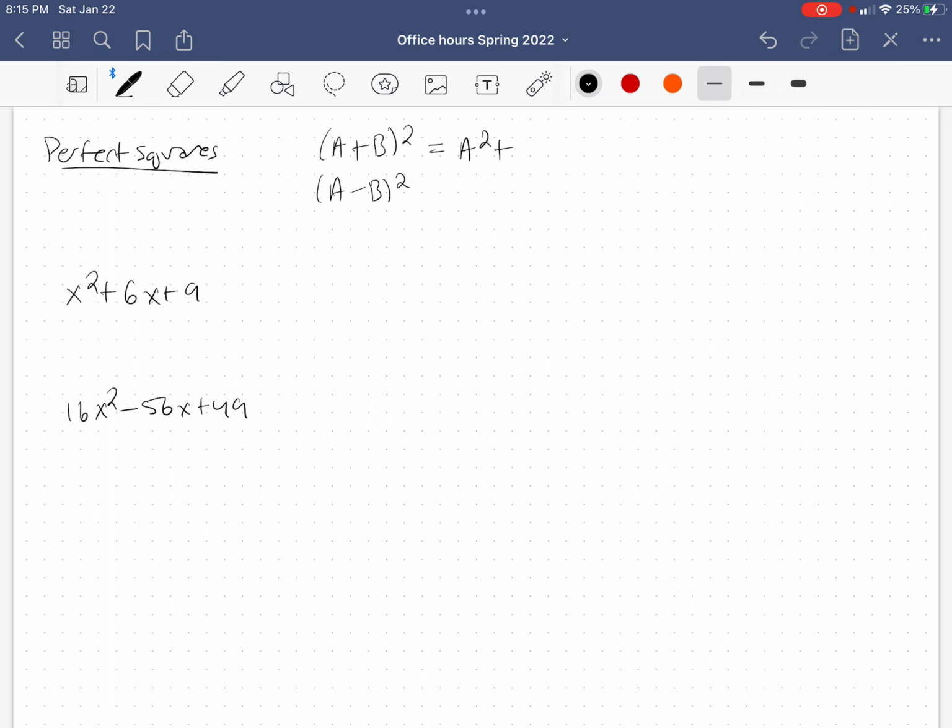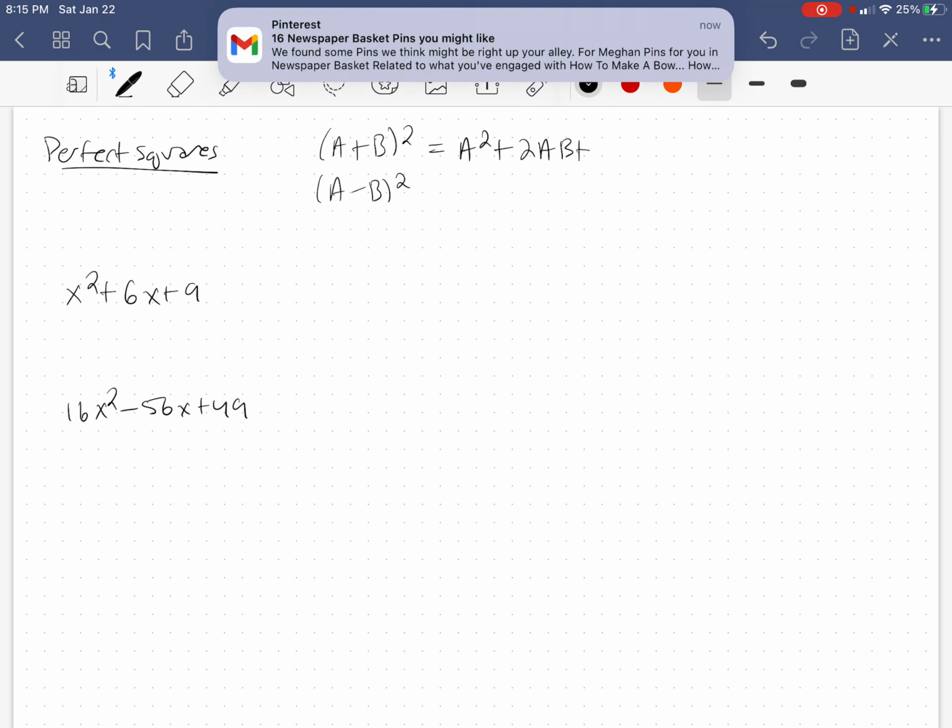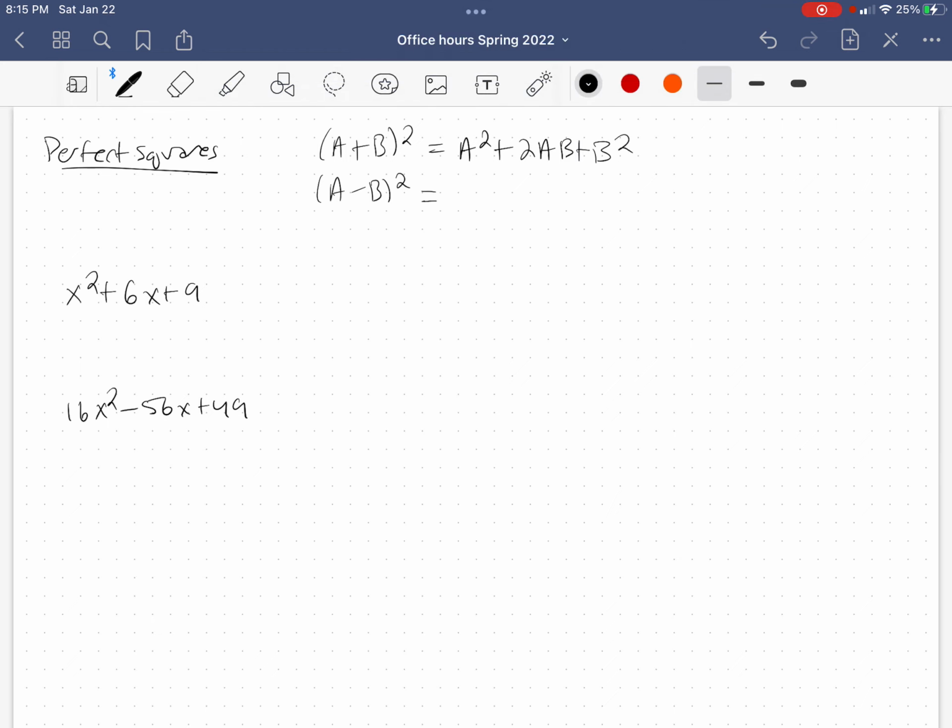Okay, and if we FOIL it out, we can get the formula for this. And you notice the only difference between these two is, of course, the sign change on the middle term. So how do we do this? I look at the first term and I say, is it a perfect square? It usually is. And then I would say A is whatever its square root is. I look at the last term and say, is it a perfect square? If it is, that's what I call B.